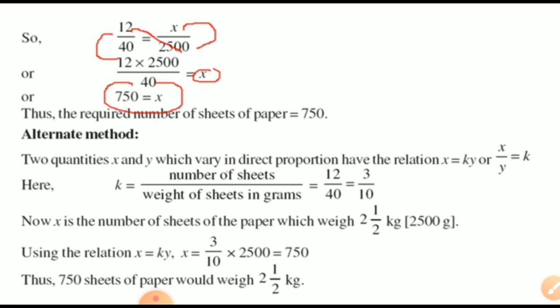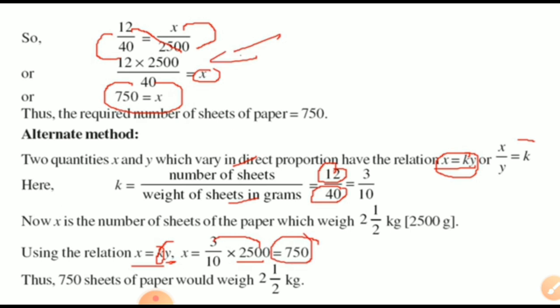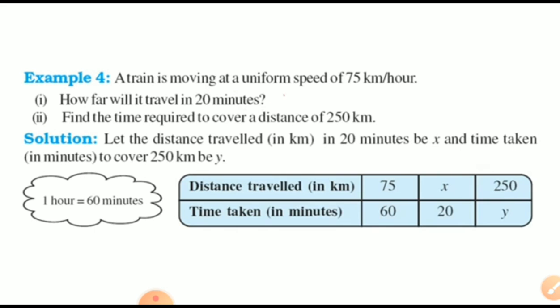क्लियर? दूसरा मेथड भी है उसका, k is equal to number of seat and weight of seat in this grams. 12 upon 40 is equal to 3 upon 10. Yes my dear student, k के बारे में करेंगे तो 12 4 के टेबल में आता है. 4 3s are 12 and 4 10s are 40. So x is equal to ky, or you can say k is equal to x upon y. Now we have the relations. Yes, you have the 3 upon 10, which multiplied with the number whatever given, you will get final answer.